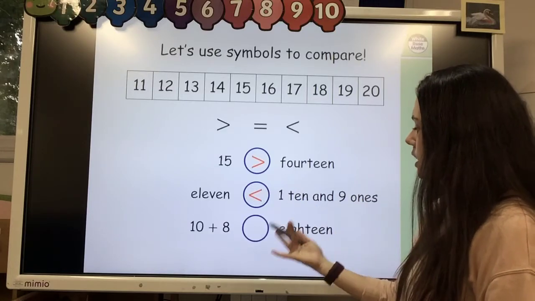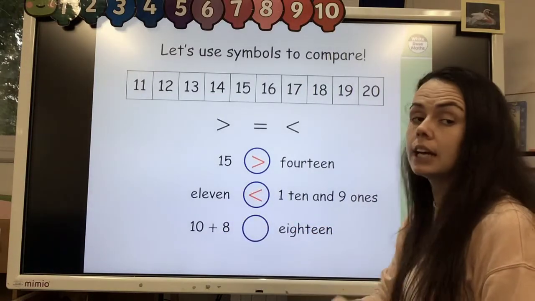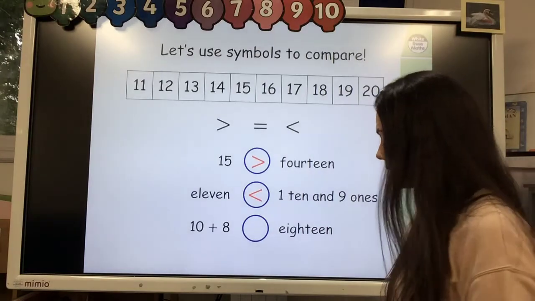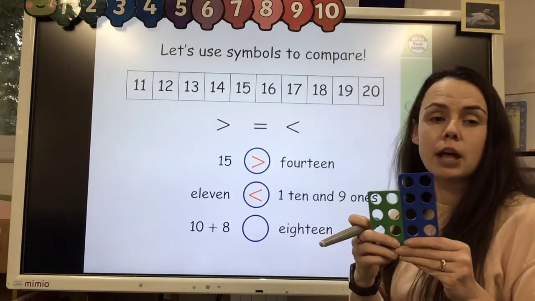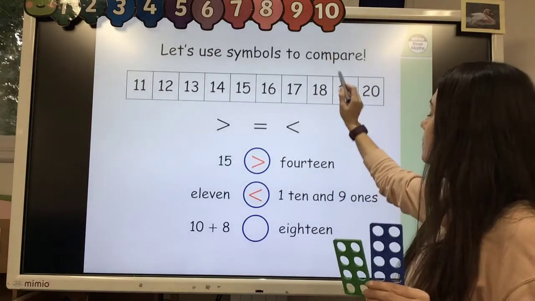Right. Oh, we've got another adding here. 10 plus 8. Can you get a 10 piece and an 8 piece? What does that make together? So I've got my 10 piece and my 8 piece. That makes 18, which is here.